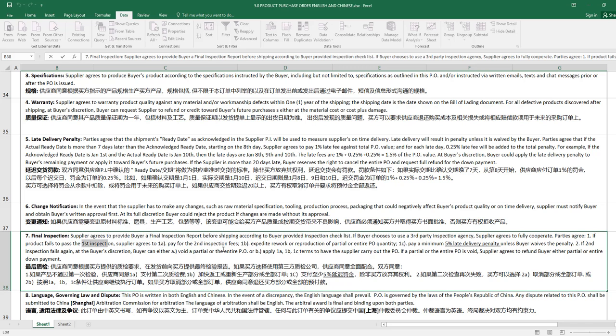They have to pay the second inspection fee. They have to expedite the reproduction. Don't let you wait until la-la land. And number 3 is to pay a minimum late delivery penalty fee. If they understand this, they shouldn't, or at least they should try not to fail the first inspection.